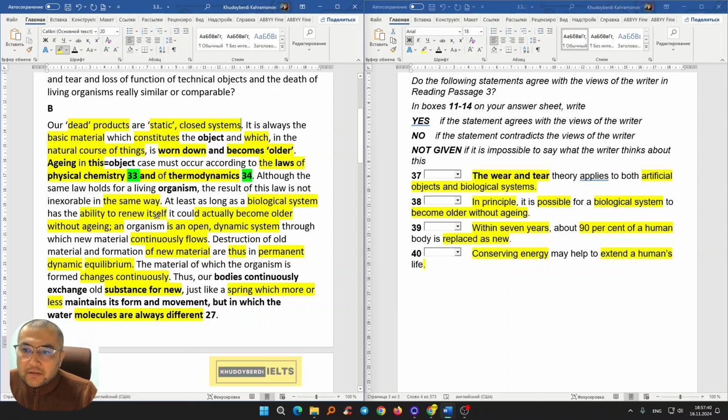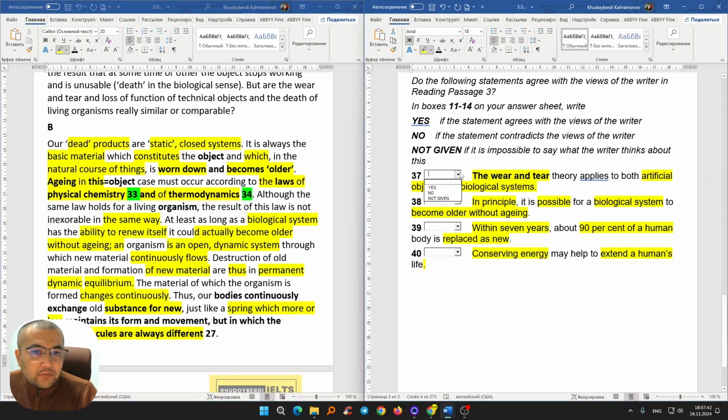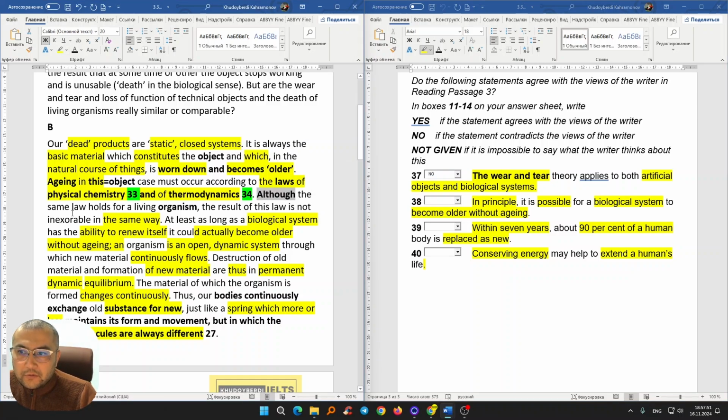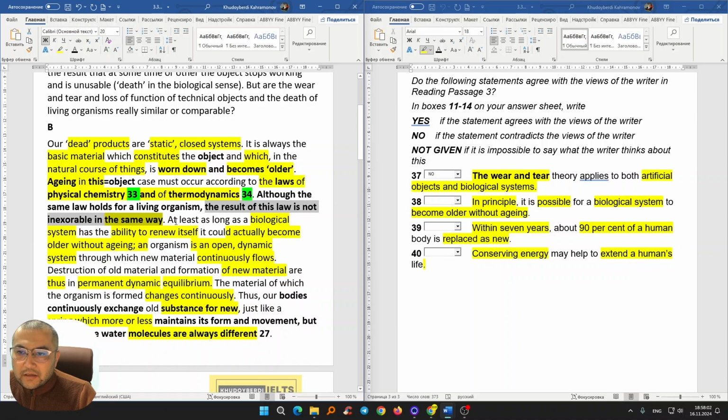And I think it's going to be no. Why? Let me explain. According to this text, although the same law holds for a living organism, the result of this law is not inexorably the same. At least as long as a biological system has the ability to renew itself, it could actually become older without aging.